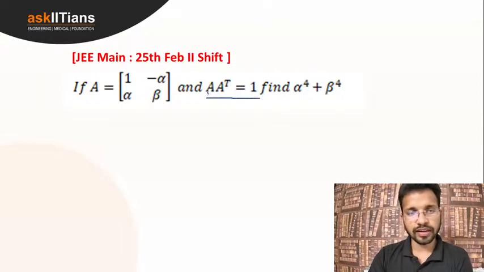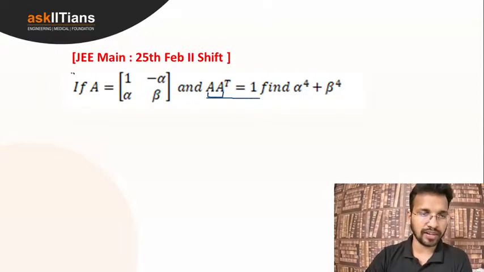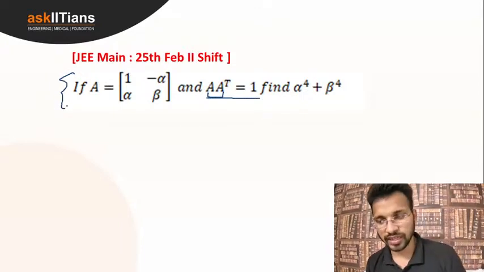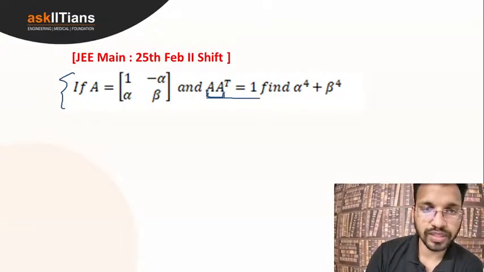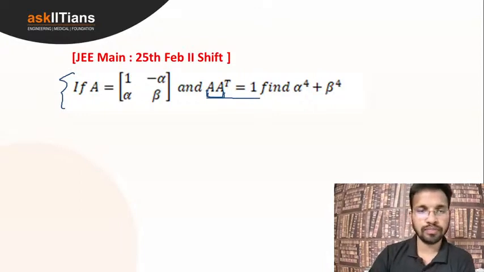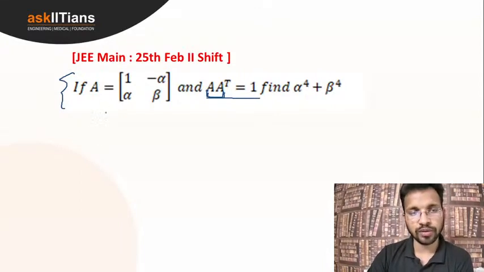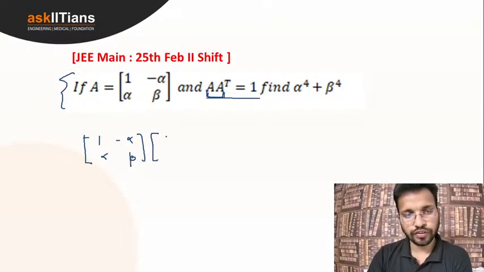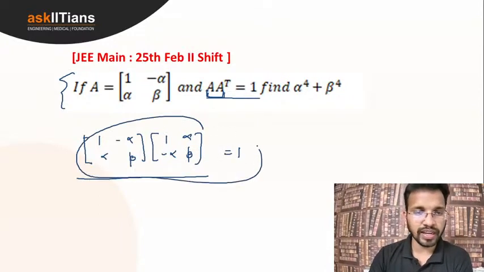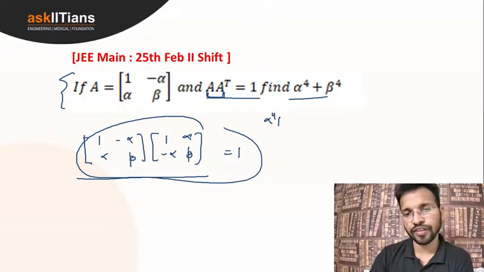So this is again, if you guys remember matrices, those who have completed grade 12th, right? So this A into A transpose we can easily calculate. So 1 minus alpha, alpha, beta. So from here definitely we'll get the relationship between alpha and beta, and then it's just like alpha 4 plus beta 4.